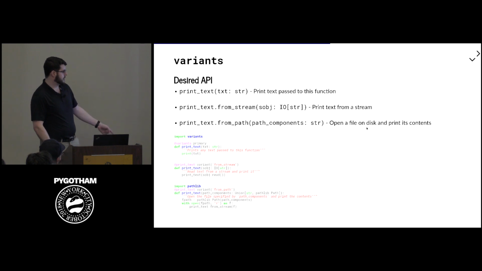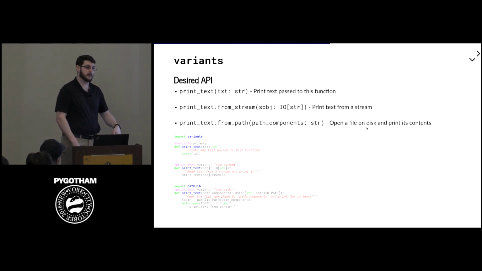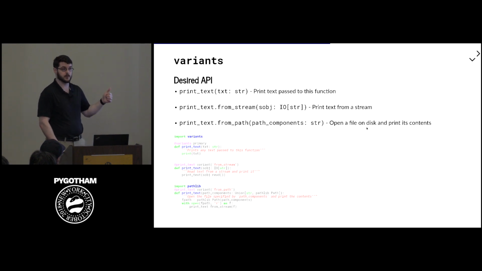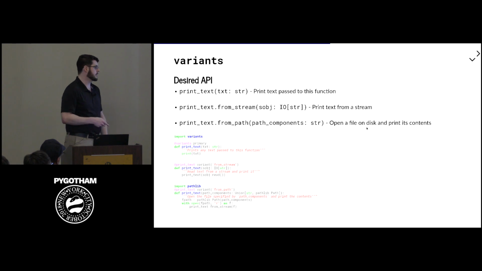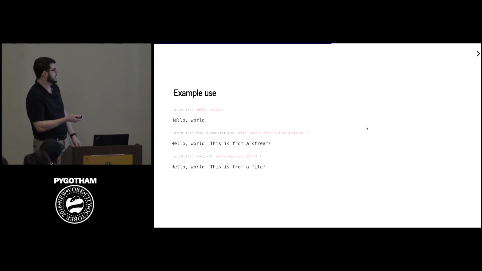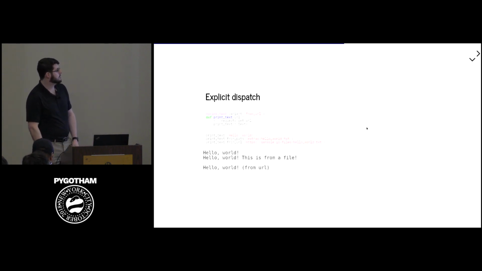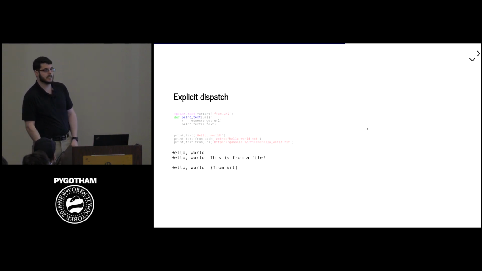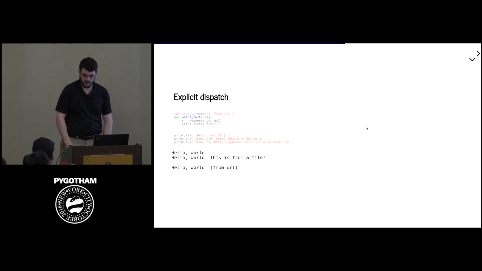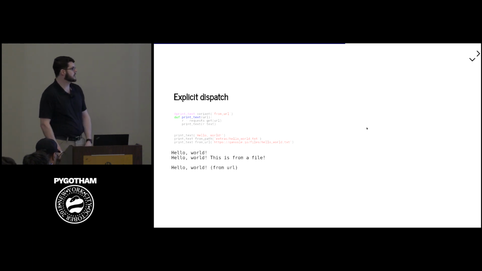And when I do this path version, what that does is it opens the file path, and then it takes the file object, and it passes it to the from stream version. So not only can the variants call the primary function, they can also call each other. So here's an example of that working. I pass it this string, it prints it, I read it from a stream, or I can read it from a path.